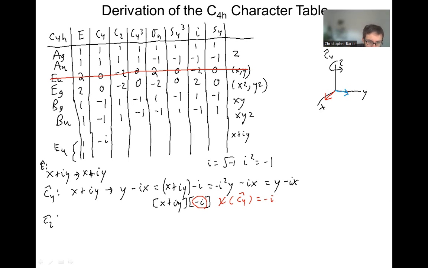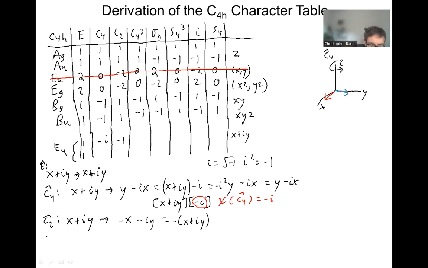So we keep going here. We'll do a C2. C2, that's the next one, right? How does x plus iy go to? Well, we know in C2, x goes to negative x, and y goes to negative y. So what does this equal? x plus iy times... No, that's not right. Times negative 1. Right? Just negative stuff. So this is going to get you a negative 1. So that wasn't too bad.